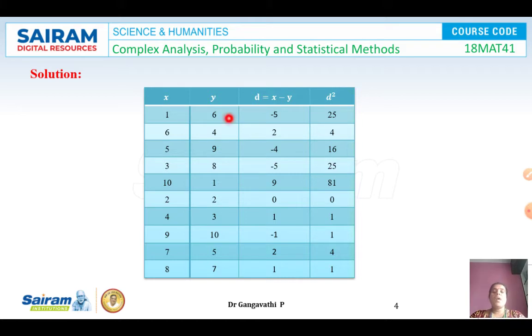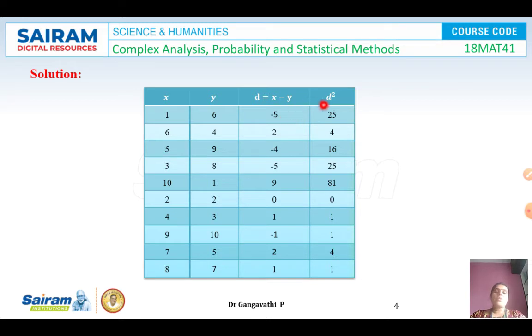Similarly, judge 2 has given the rankings for the first participant as 6, the second participant as 4th rank, the third participant as 9th rank, and so on. Since the ranks have already been allotted, we don't want to find the ranks again separately. So we are using the given ranks directly. Therefore, d here is going to be x minus y. So don't get confused with the formula which we have discussed.